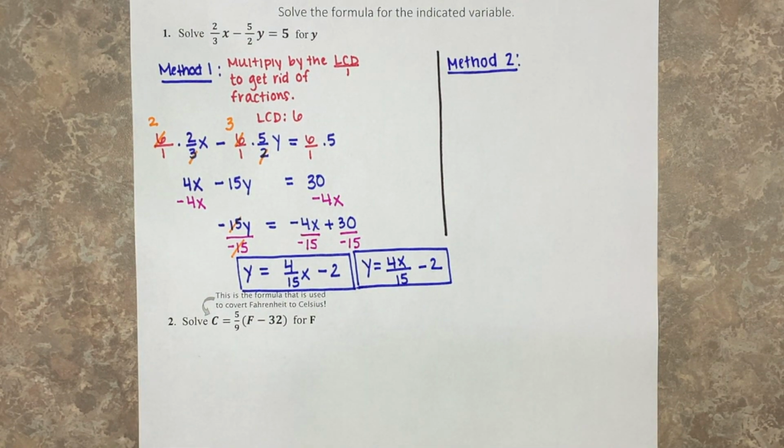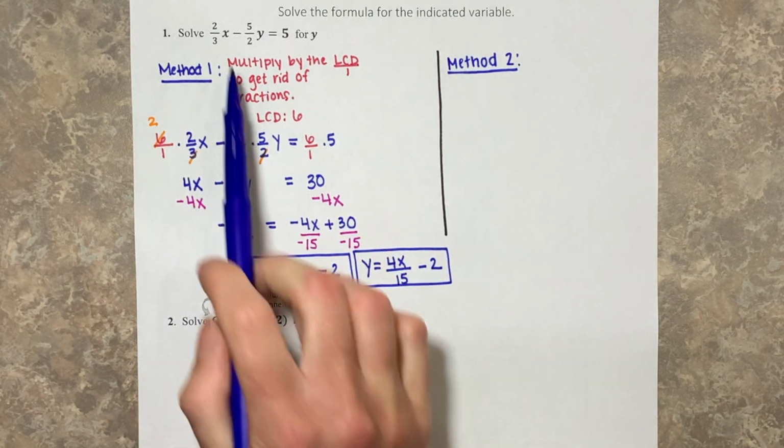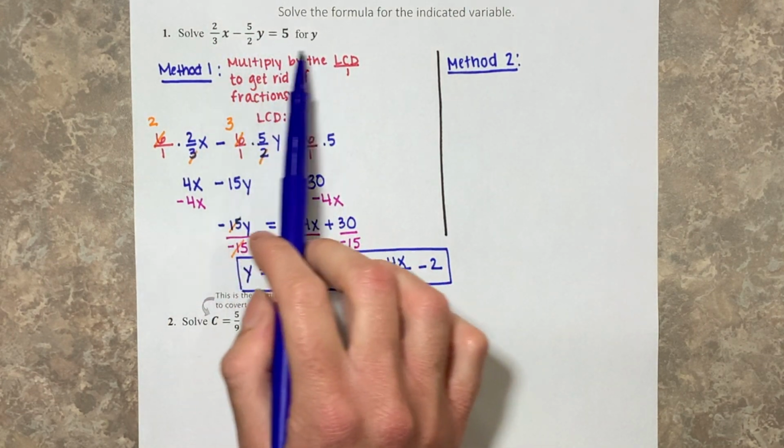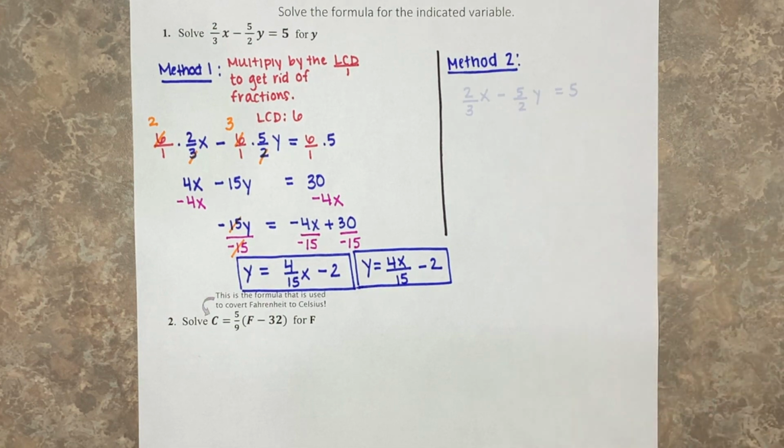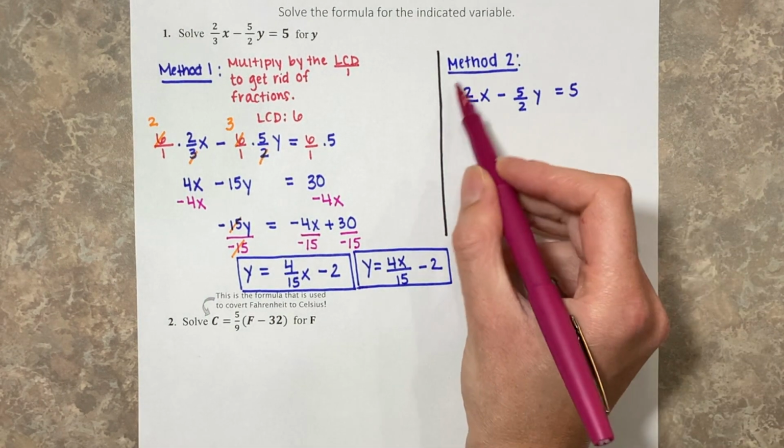Let's take a look at another approach. So in method 1, we got rid of the fractions by multiplying each term by the LCD. In method 2, you see a slightly different approach here. I've started by just copying down the original problem. Now we want to solve for y. Let's start by getting rid of this 2/3 x.